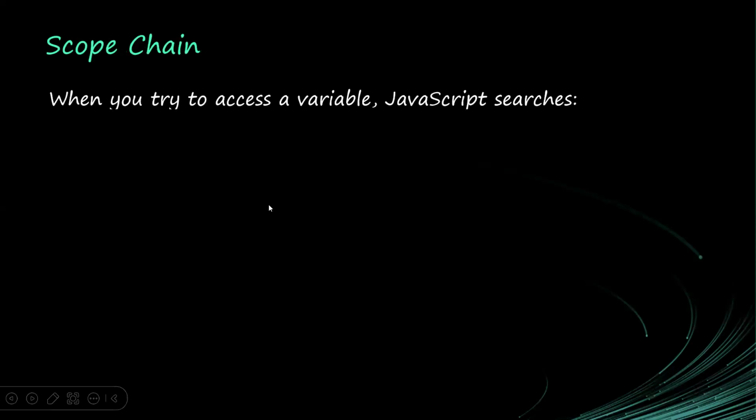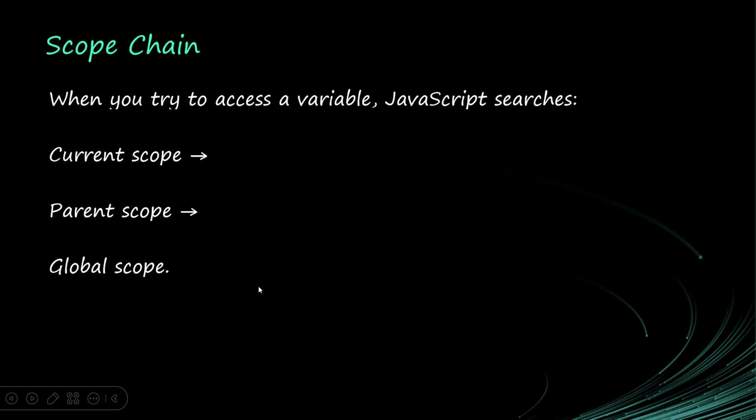So we also have the scope chain. Now, when you try to access a variable, JavaScript will search the current scope. If JavaScript does not see the variable in the current scope, it will go to the parent scope. If it does not see it in the parent scope, it will go to the global scope and search for it. And if it does not see it in the global scope, that means there is a reference error.